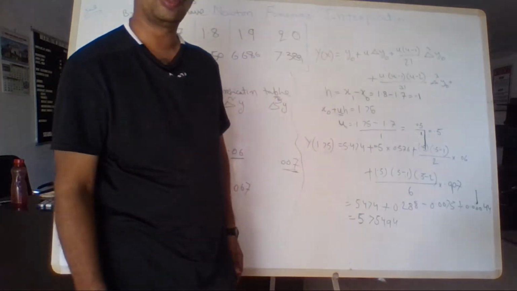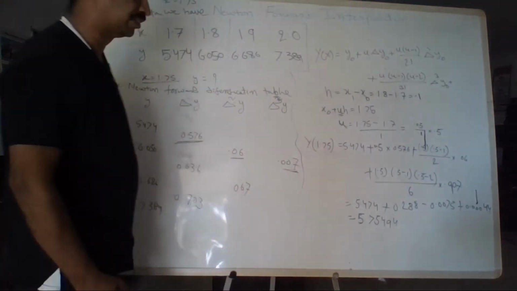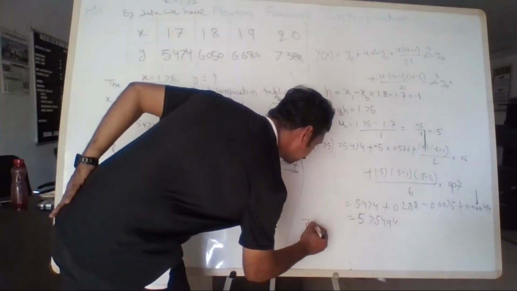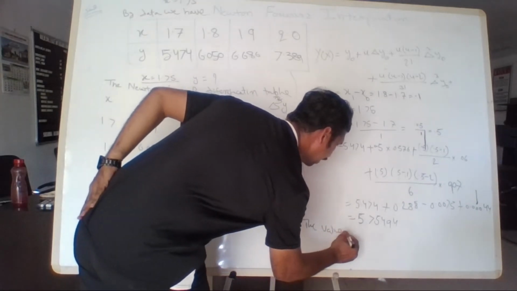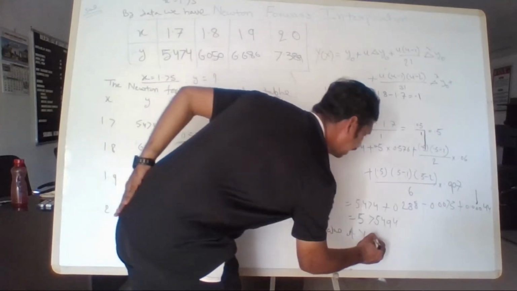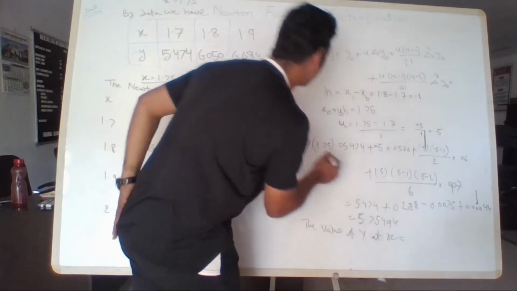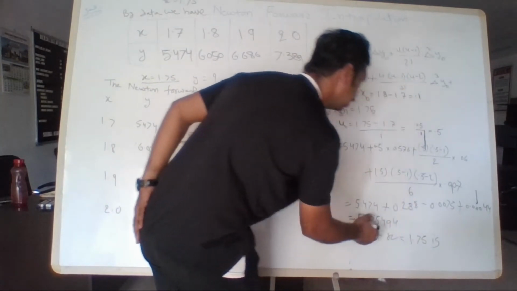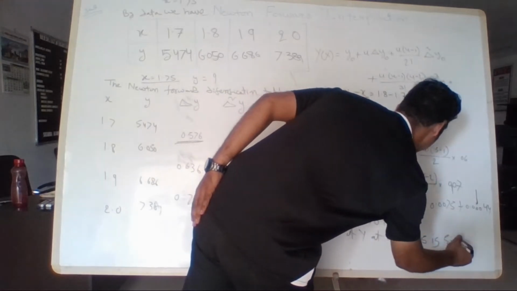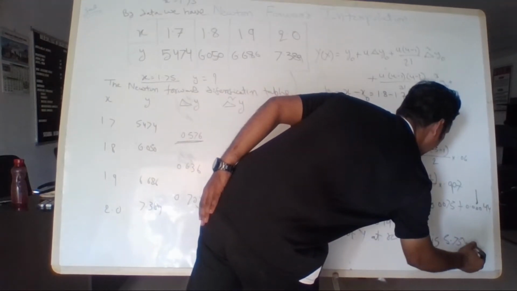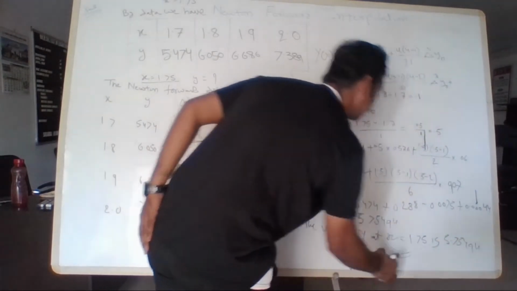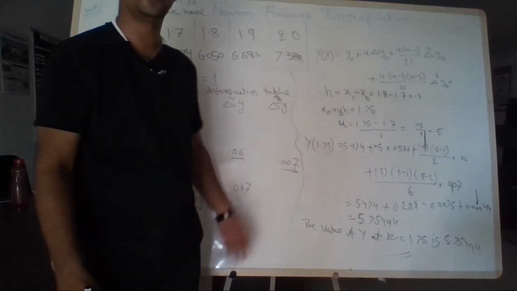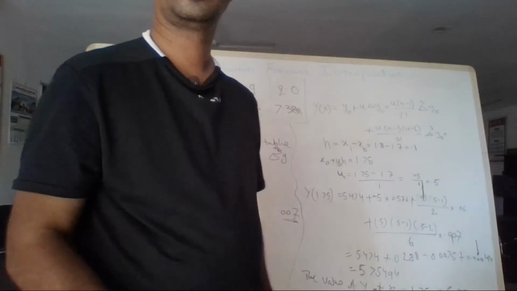Therefore, the value of y at x equal to 1.75 is 5.75494. In this fashion, we will solve the problem.